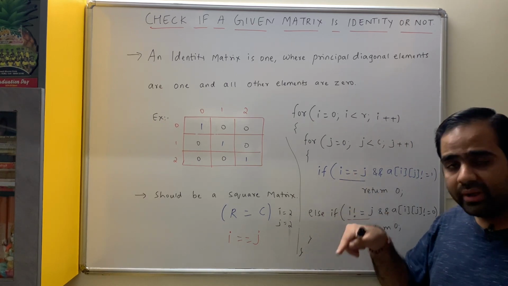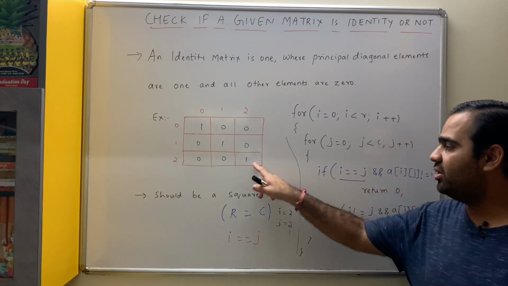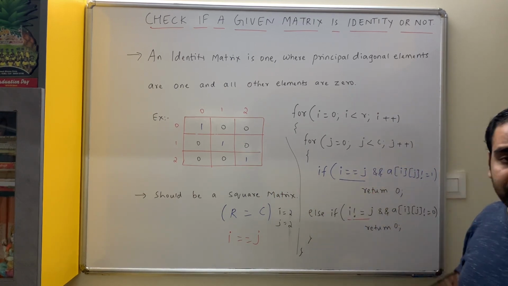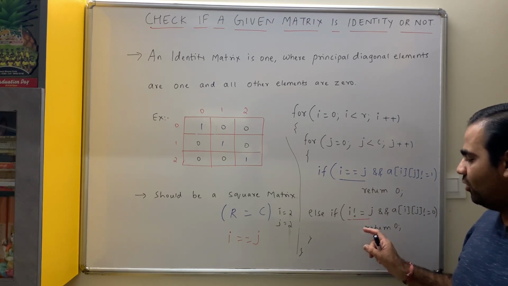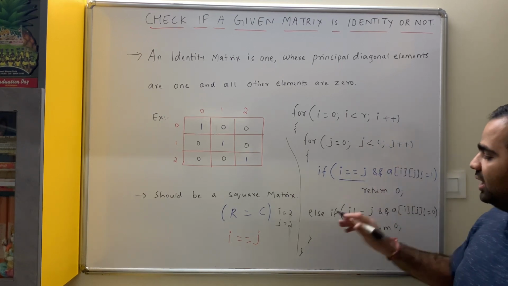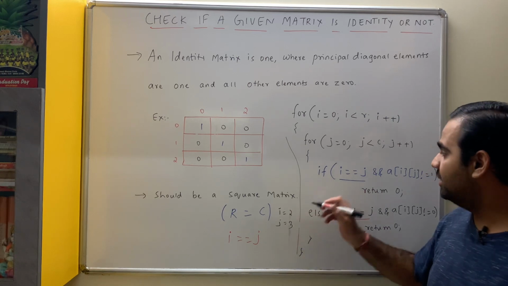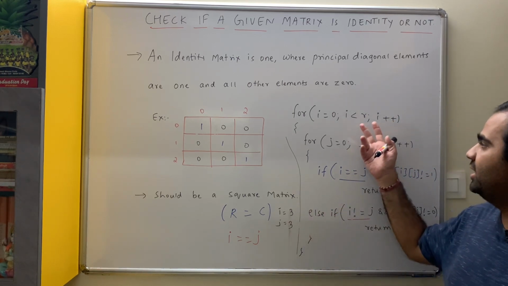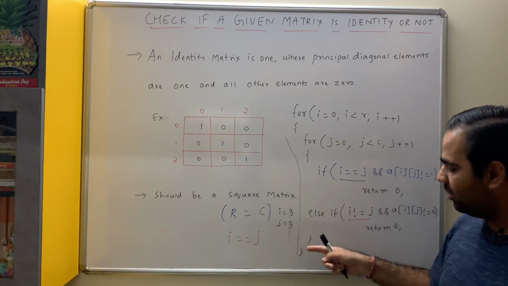2 equal to 2? Yes sir. A of 2 2. What is A of 2 2? 1 not equal 1 is false. Since this if is false, come to else if. 2 not equal 2 is false. Do not execute return 0. Again you say j plus plus, j becomes 3. 3 less than 3 is false. You say i plus plus, i becomes 3. 3 less than 3 is false. You come out of this for loop.